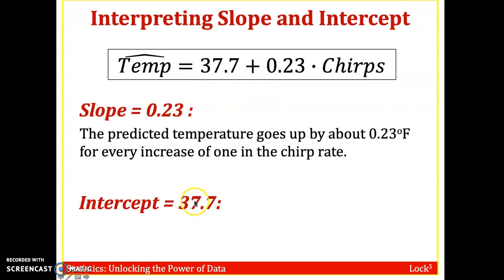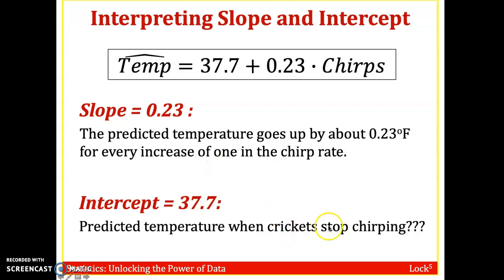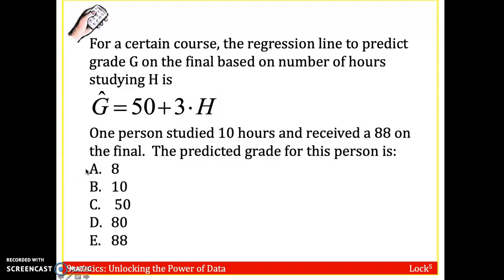The intercept, which is 37.7, would be the predicted temperature when crickets stop chirping, or when there are 0 chirps per minute. And there's a big question mark here because that is the correct interpretation, but does that make any sense? I'm going to talk about later that this intercept a lot of times doesn't make any sense in context. Mathematically it makes sense, but in context it might not. We'll come back to that.